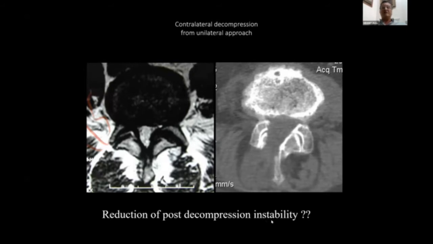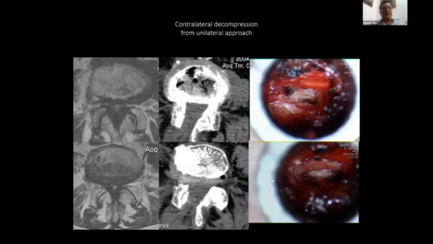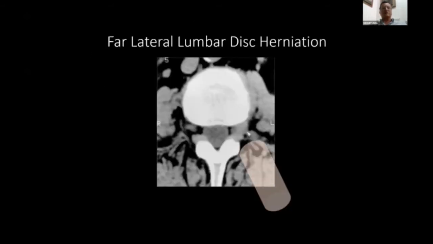Then you can even apply it for decompression of the spine stenosis in multiple levels. You can come from one unilateral approach, and bilateral decompressions are possible. You can see here. And you can also apply it for far lateral lumbar disc herniation.